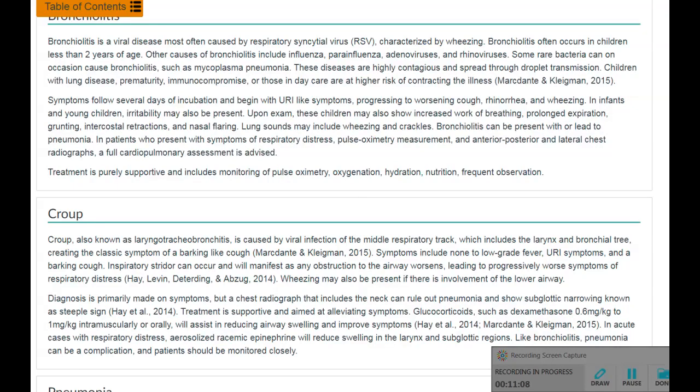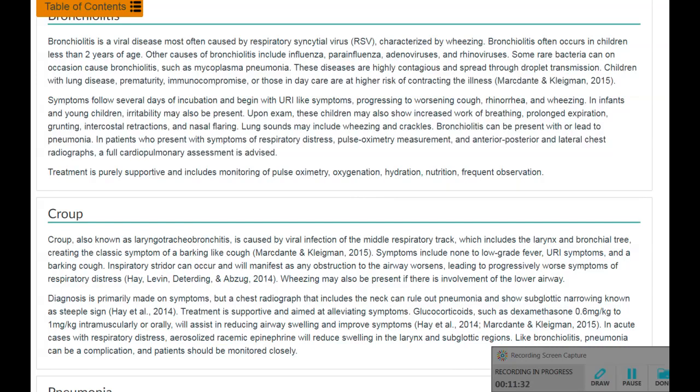Bronchiolitis can present with or lead to pneumonia. In patients who present with symptoms of respiratory distress, pulse oximetry measurement, and anterior, posterior, and lateral chest radiographs, a full cardiopulmonary assessment is advised.